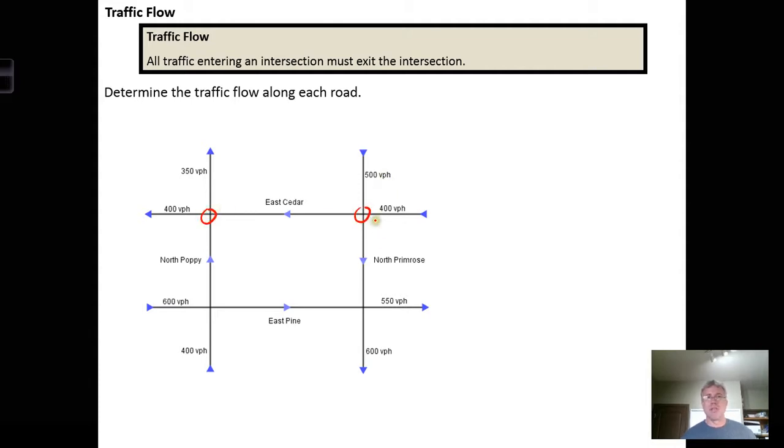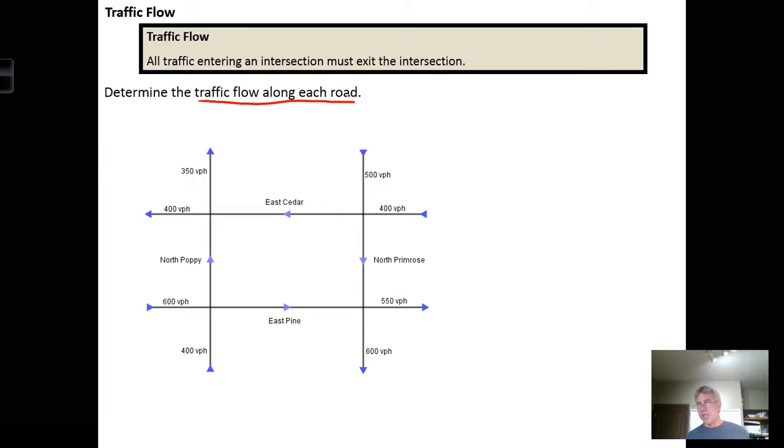The big idea is that if traffic flows into the intersection, it has to flow out of the intersection unless there's a wreck, right? So the total number of cars coming in should equal the total number of cars exiting any given intersection. The problem is to determine or model the traffic flow along each of the roads.